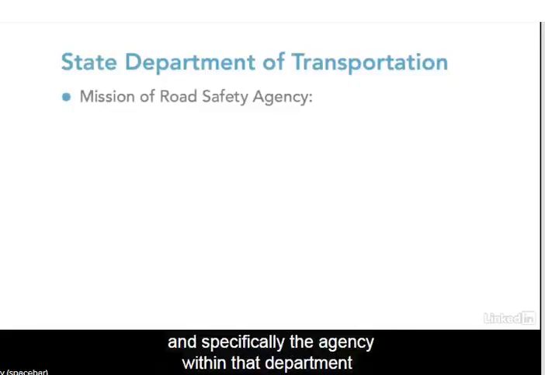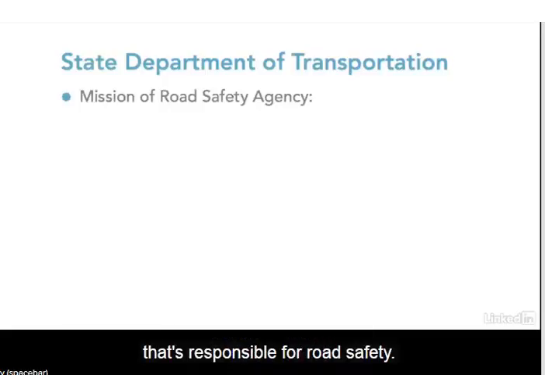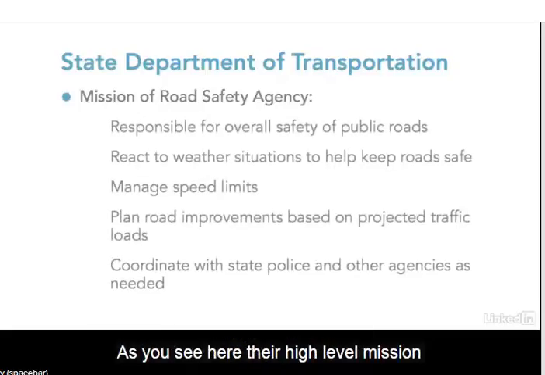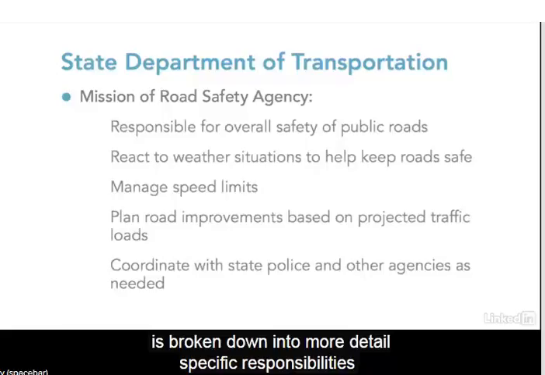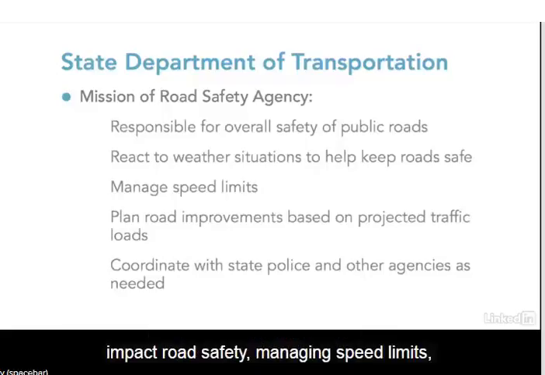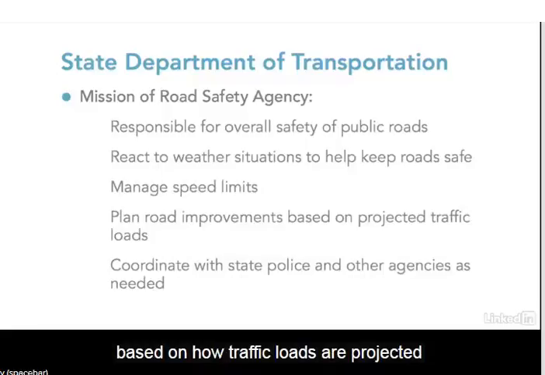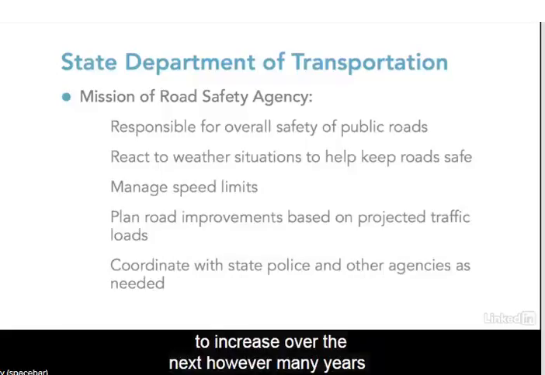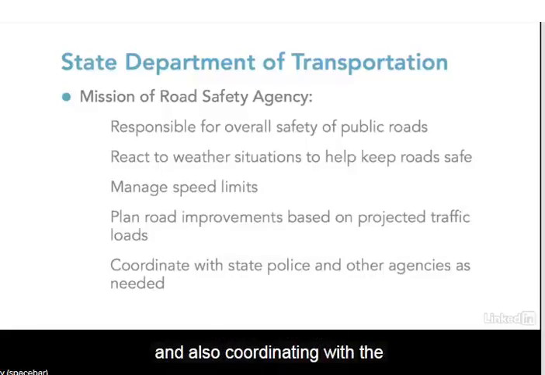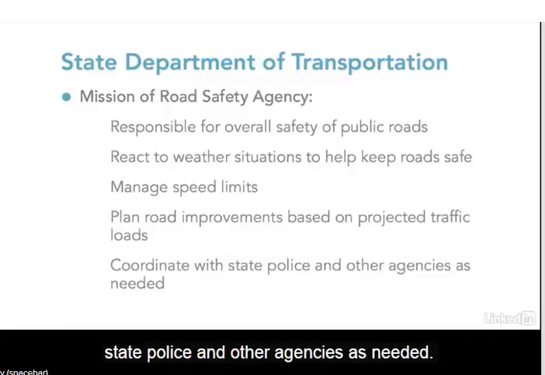Let's take a look at an example of a state-level Department of Transportation, and specifically the agency within that department that's responsible for road safety. As you see here, their high-level mission is broken down into more detailed specific responsibilities, such as understanding how weather situations impact road safety, managing speed limits, doing the long-term planning for road improvements based on how traffic loads are projected to increase over the next however many years, and also coordinating with the state police and other agencies as needed.